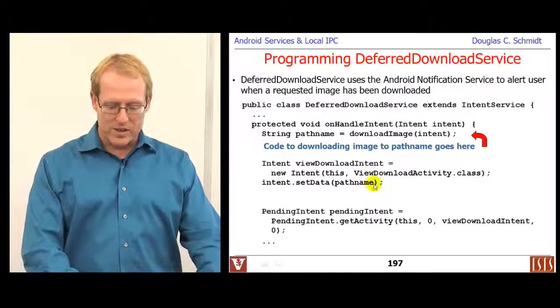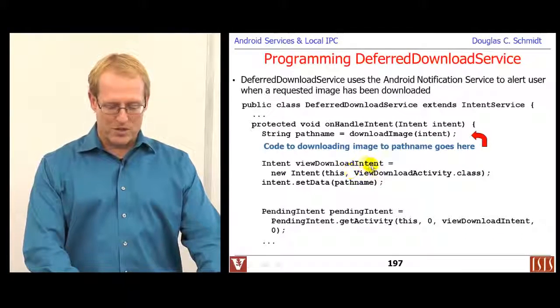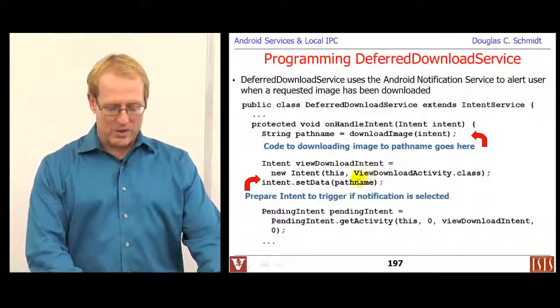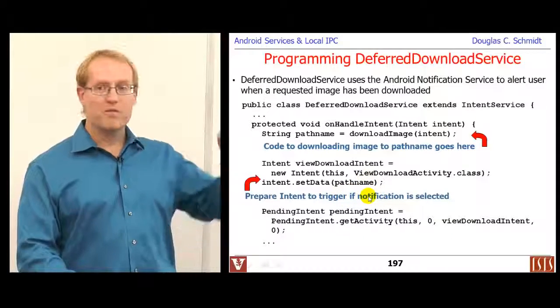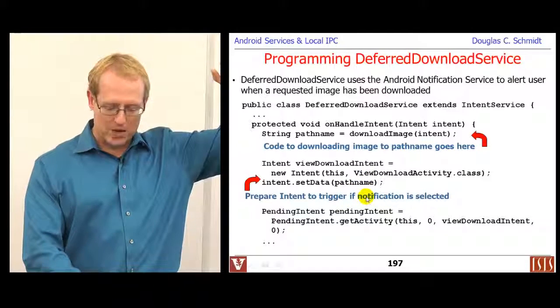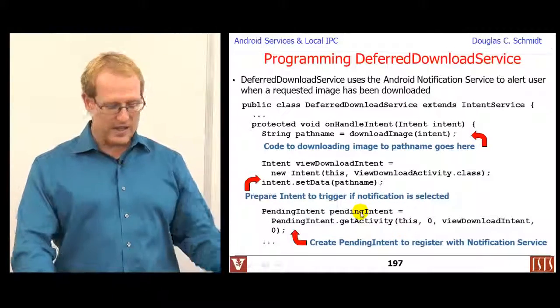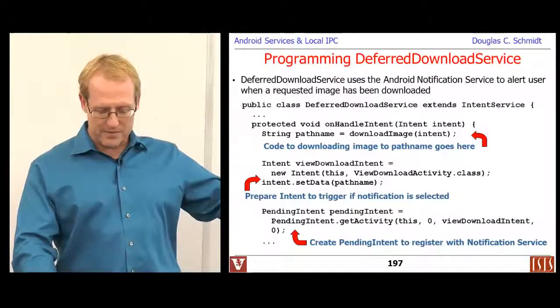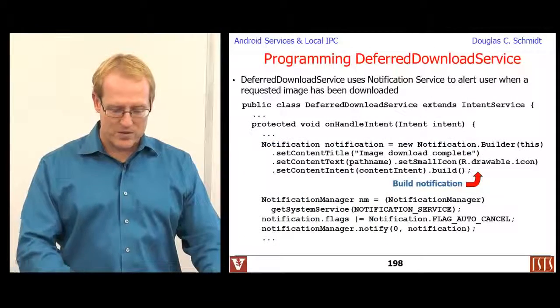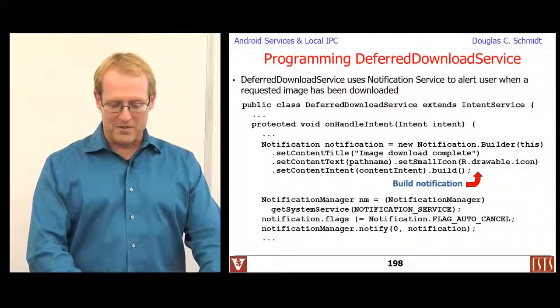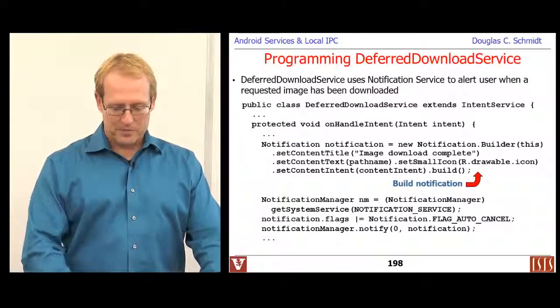We'll go ahead and download the image, and then we'll do a bunch of things. We'll create a pending intent to trigger if we select this from the notification bar in the notification area. We create a pending intent that's associated with this particular intent, and we're going to register this with the notification service.